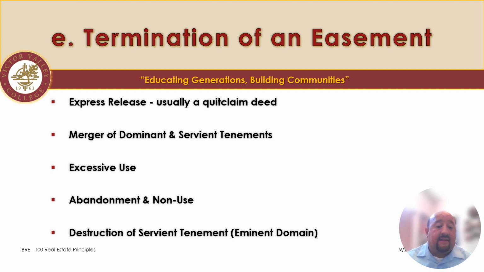Other ways are excessive use, abandonment, and destruction of the servient tenement. One example of that would be eminent domain. If the government takes a property, then the easement is no longer valid.